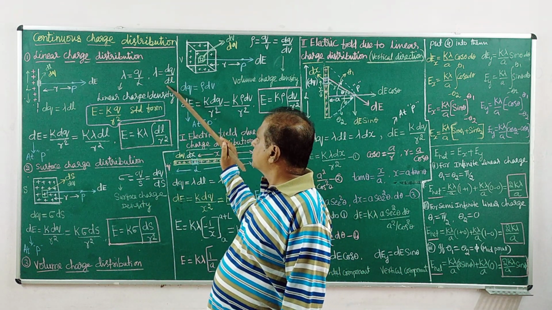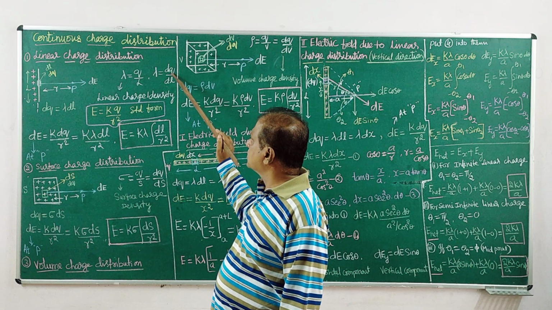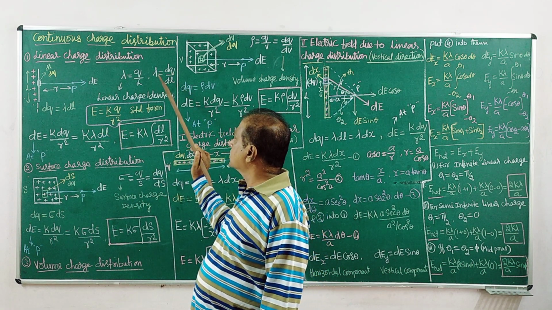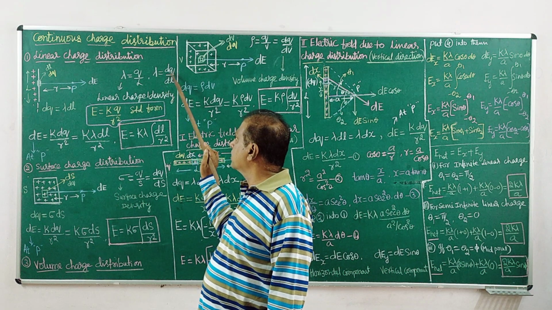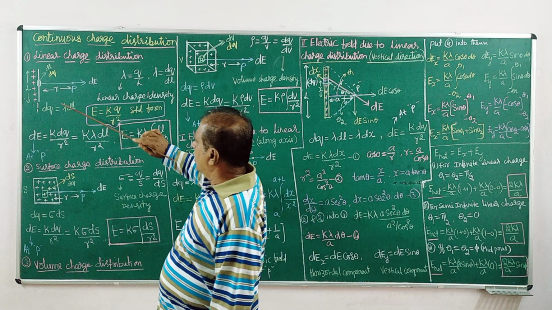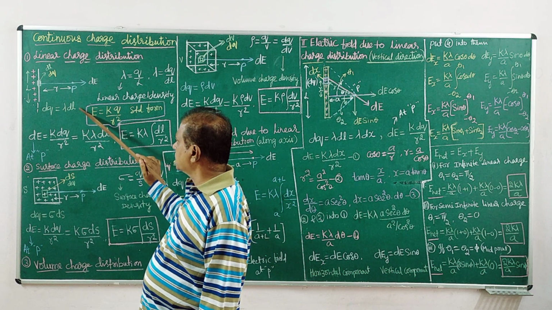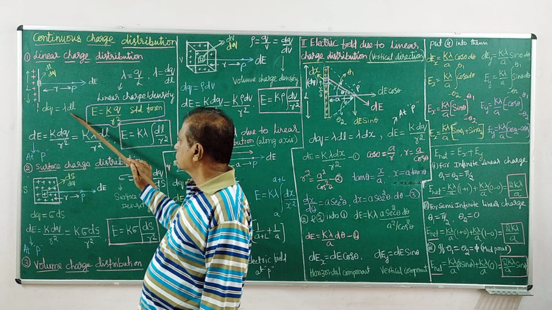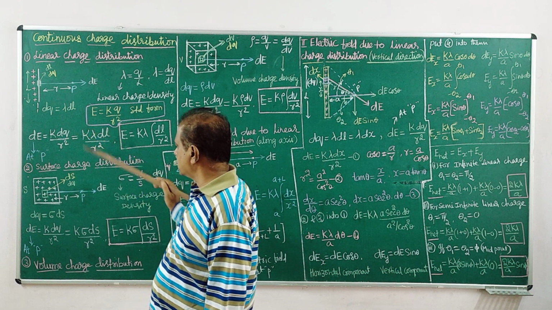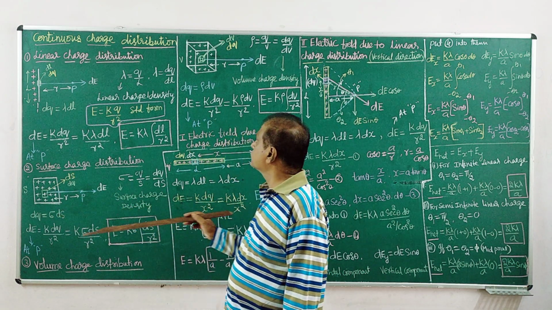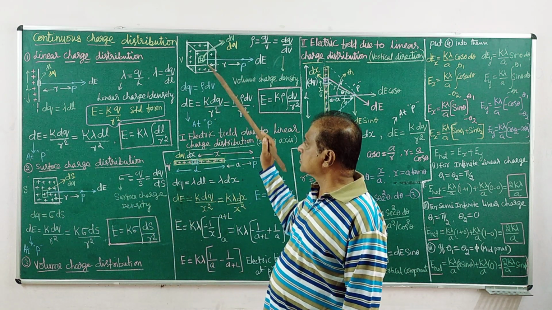So if that is the case, we can rewrite this equation as dq. Cross multiply, we get dq is equal to lambda into dl. That is the linear charge density equation for this one dimension. This is for two dimensions. This is for three dimensions.